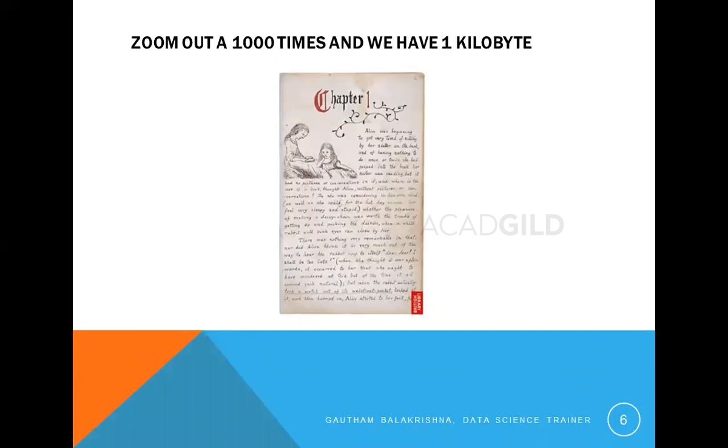Now, if you multiply that 1 byte by 1,000 times, like a page of data, let's say in a novel or in a book, a single page of data would have about 1,000 alphabets, 1,000 characters. And if you multiply 1 byte by 1,000 times, that would lead to about a kilobyte of information. So one page of data would result in about 1 KB.